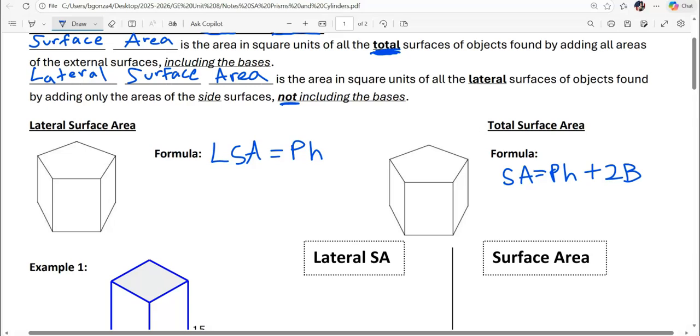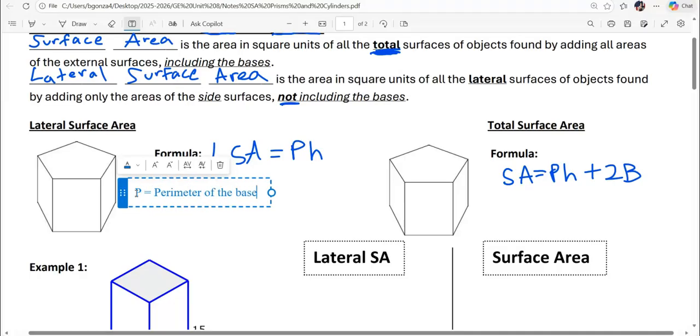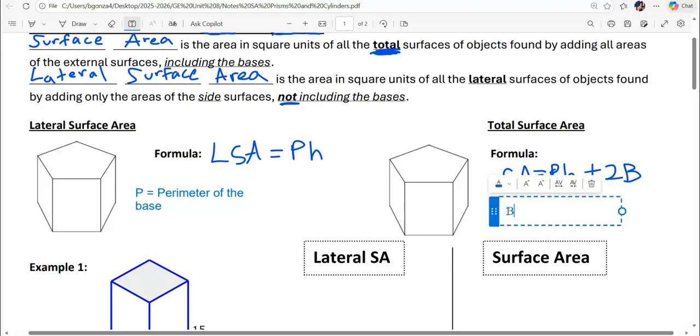It is important that you know what P and B stand for. Capital P, does everyone see that it's a capital P? Capital P is the perimeter of the base. Whenever it's a capital, it has to do with the base. And then this is the most important one. This is the one most people get wrong, and it kills me. Capital B is the area of the base.